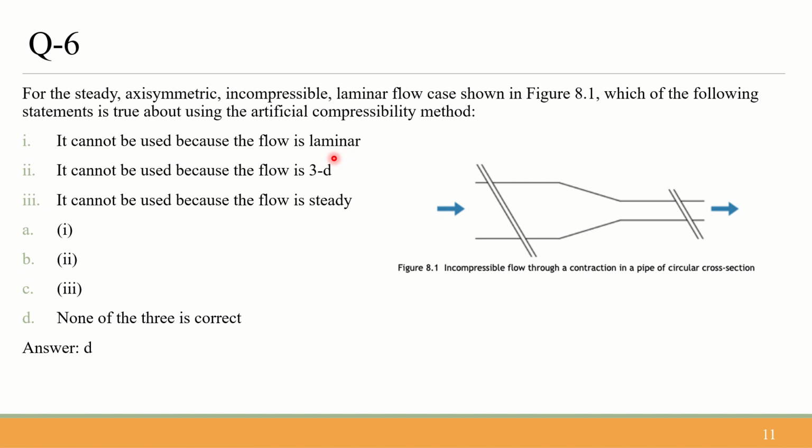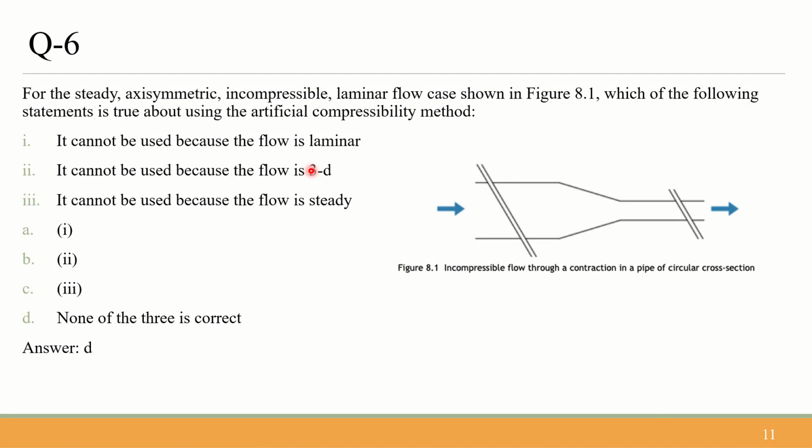Third one, it cannot be used because the flow is steady. So the steady state approach, if it had been given for the stream function vorticity method, there it is true, because the stream function vorticity approach cannot be used for steady state problems. However, the artificial compressibility method has no such restrictions, and therefore we can use it.